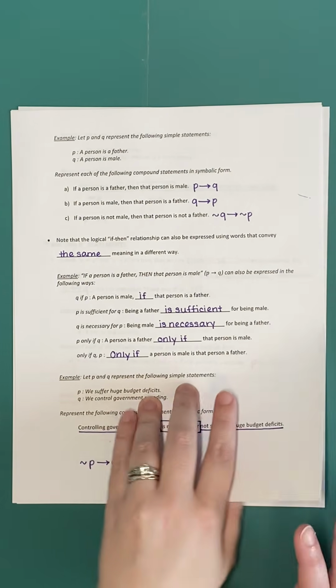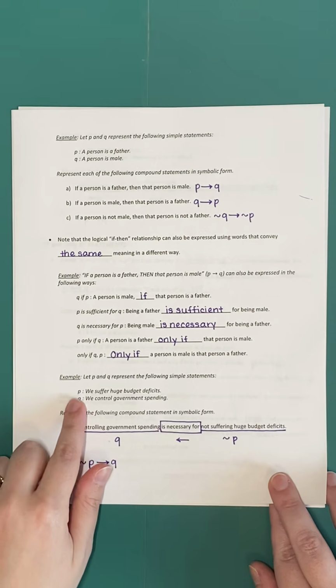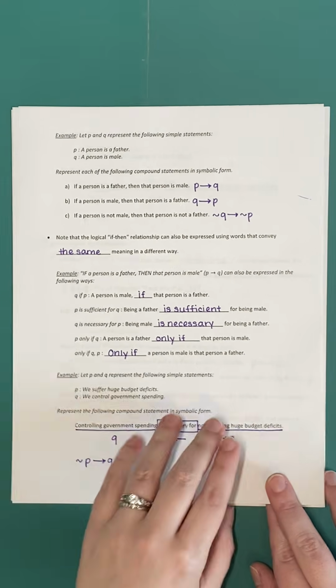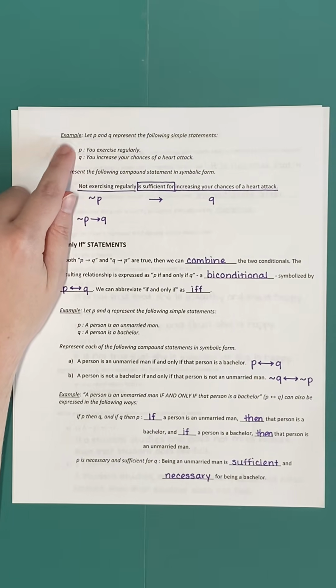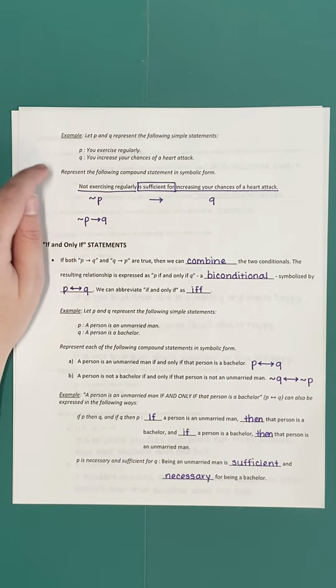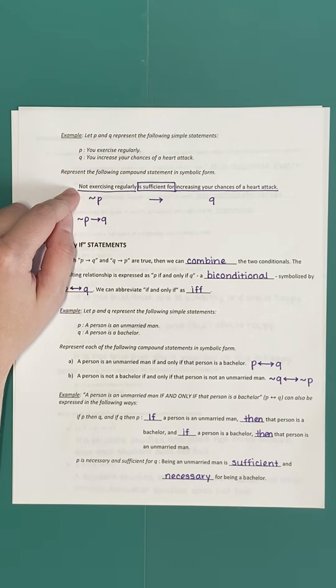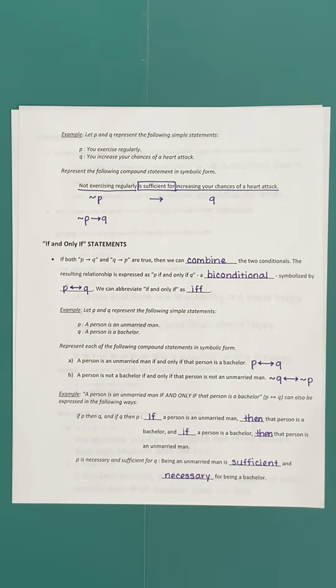Okay, let's look at another one. Now, don't forget these two statements: we suffer huge budget deficits, we control government spending. Okay, new ones. I thought we were about to use the same ones. New ones. P, you exercise regularly. Q, you increase your chances of a heart attack. We want to, again, represent this statement in symbolic form, just based on what we know about the wording, about the connective, about the statements here. Thought for a second we were going to use the same statements, which is why I said remember those, but it turns out we don't need them.